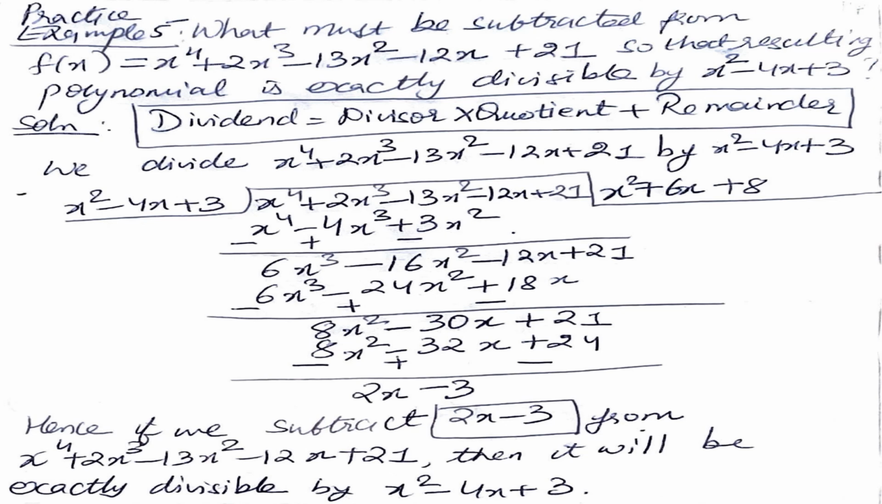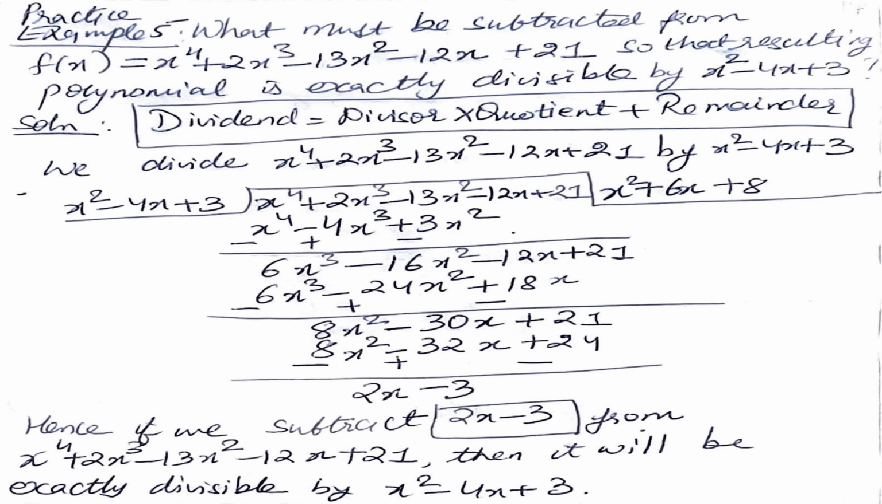Now according to the relation dividend is equal to divisor into quotient plus remainder, which applies to polynomials, we first divide x raised to 4 plus 2x cube minus 13x square minus 12x plus 21 by x square minus 4x plus 3, and let us see what we get as remainder. Now to get x raised to 4 from x square, we have to multiply it by x square. So x raised to 4 minus 4x cube plus 3x square. Change the sign, subtract it.